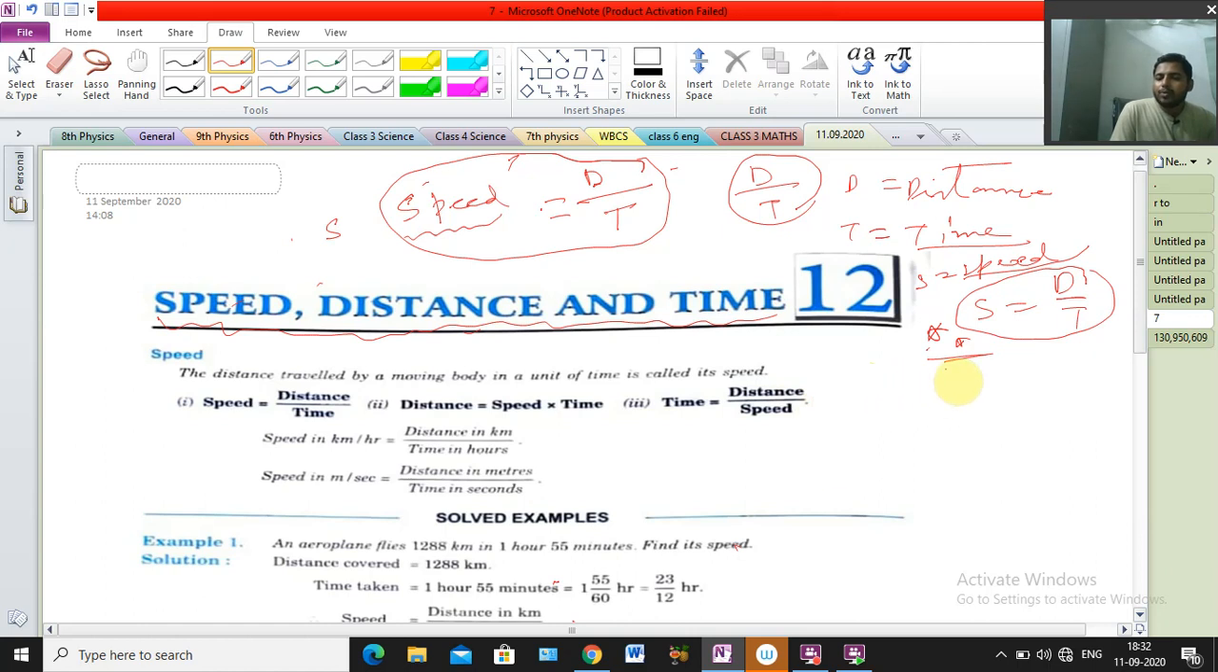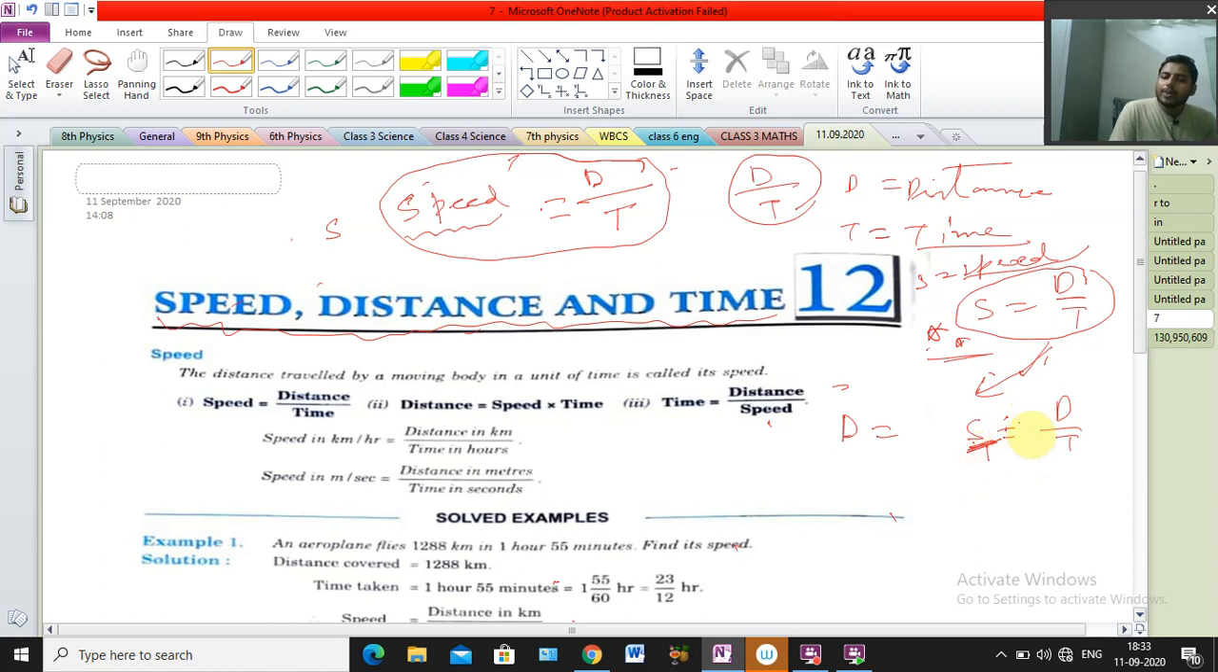So S equal to D by T is the main formula. From here we can get another two formulas also. Which two formulas, sir? This is the formula of speed. Suppose we find out D, D equal to what, sir? See, our main formula was S equal to D by T. Here, speed has no denominator, which means the denominator is 1. So do cross multiplication.